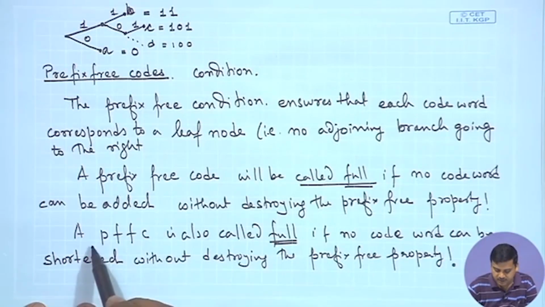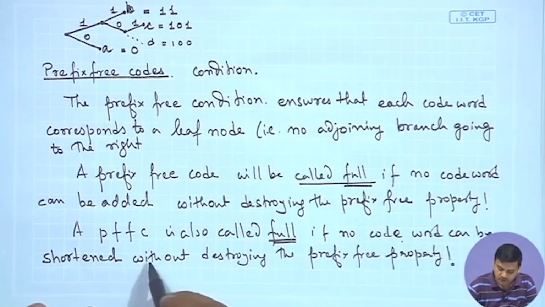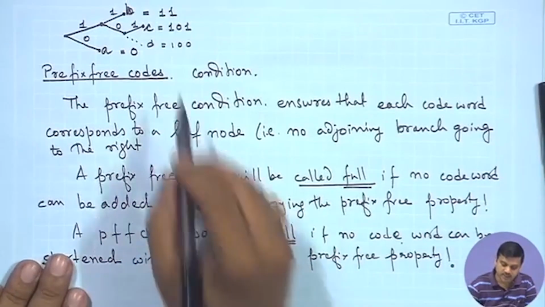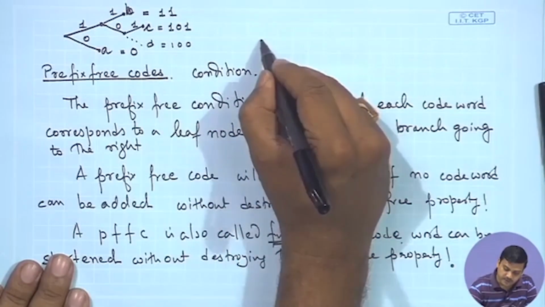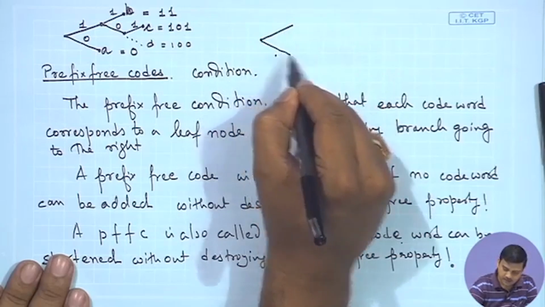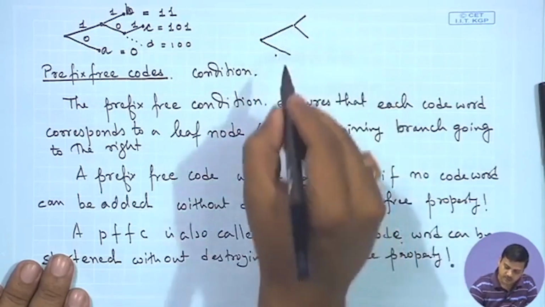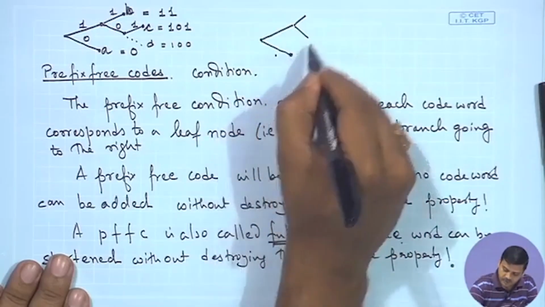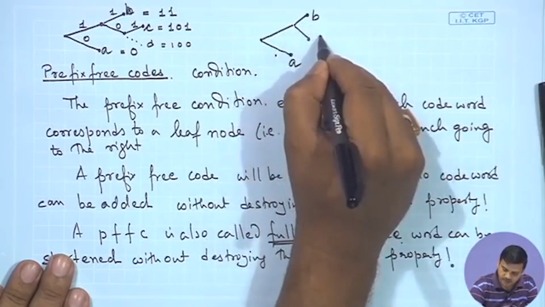The second definition, the second statement here: a prefix free code is also called full if no code word can be shortened without destroying the prefix free property. Now, you should always note that this is a prefix free code, there is no problem with it, but if I redraw it and I say that this is part, and I have these as leaf nodes, I call this A, I call this B, I call this C.